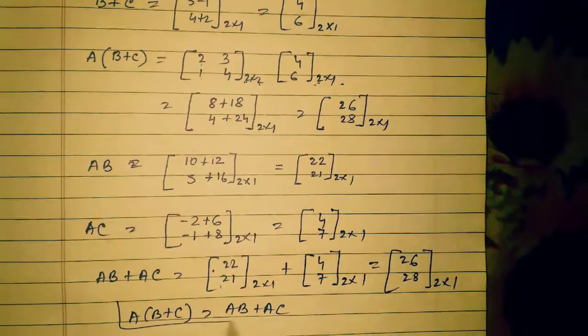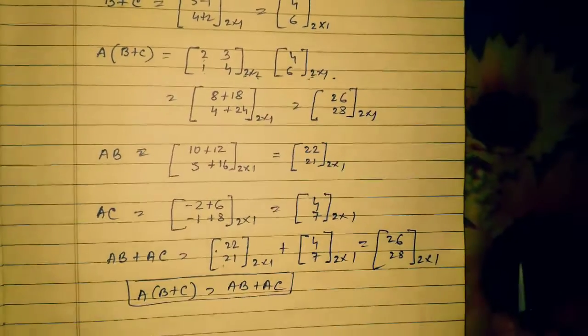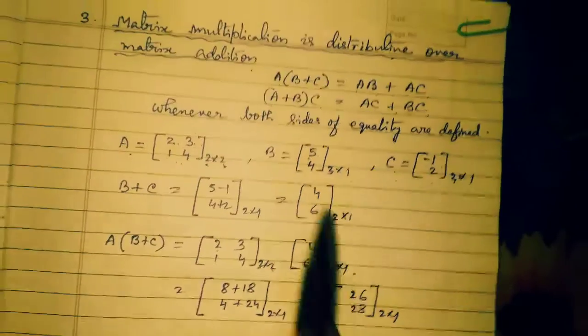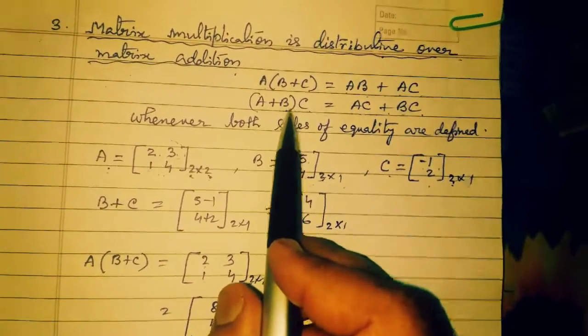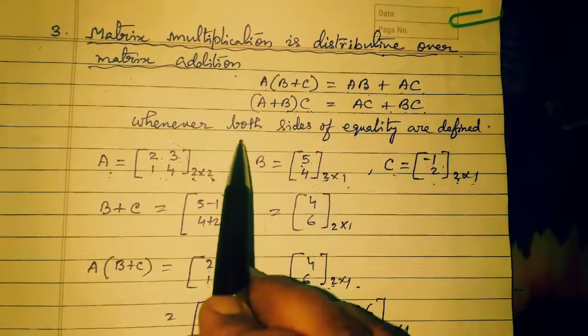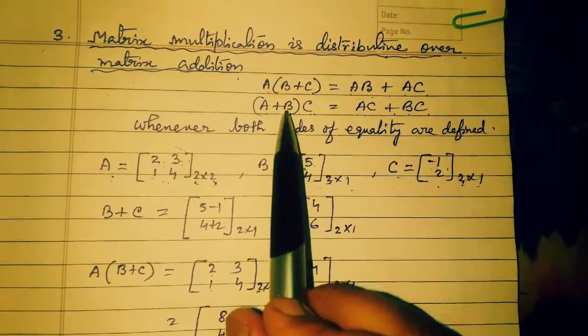When both the sides are defined, then only it is possible, otherwise not possible. Now we'll see the second case. What is given? A plus B into C is given. Now the question arises: is it possible to add A and B in A plus B?